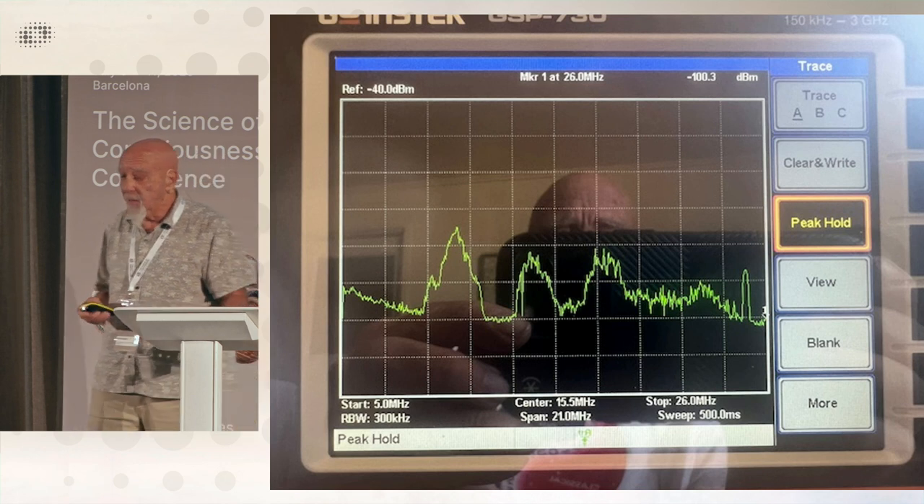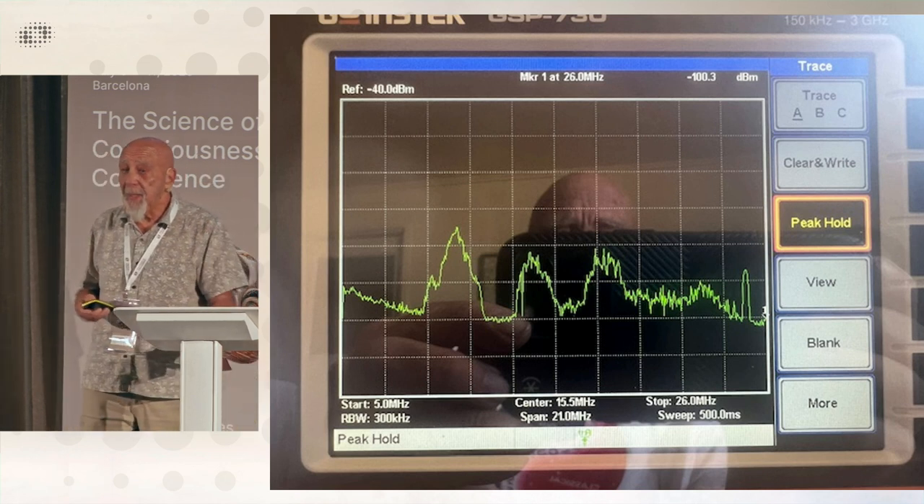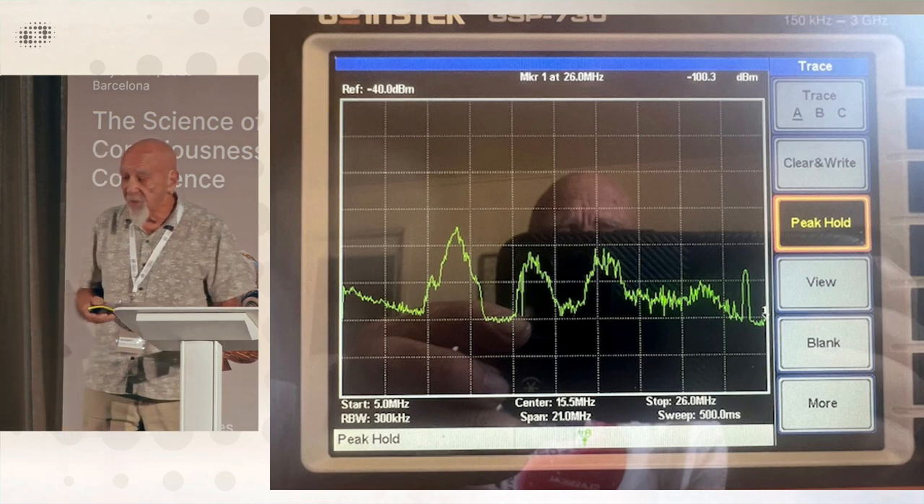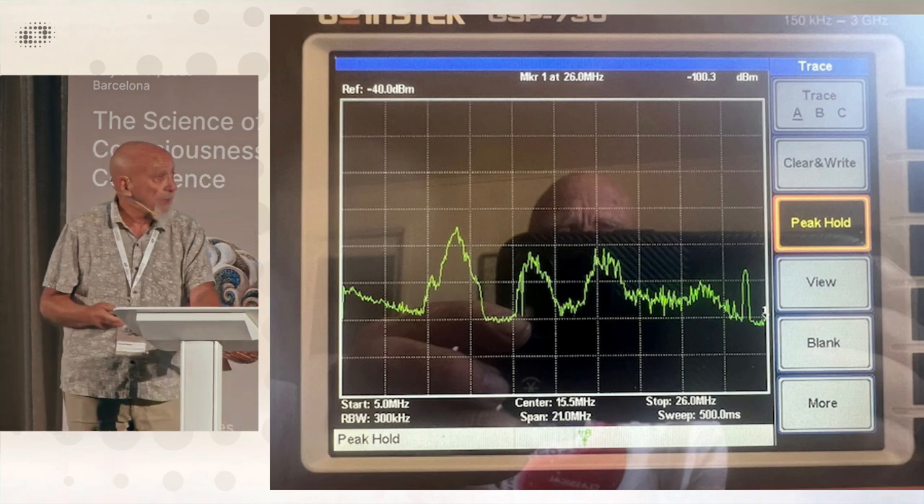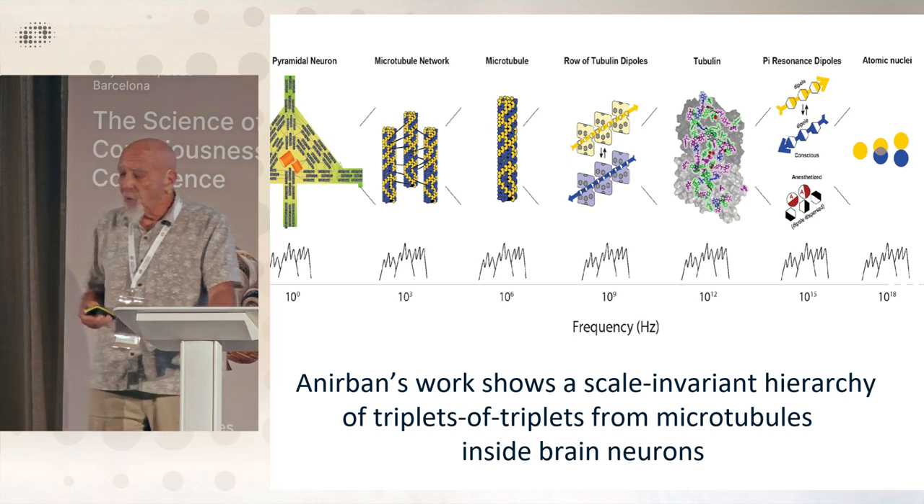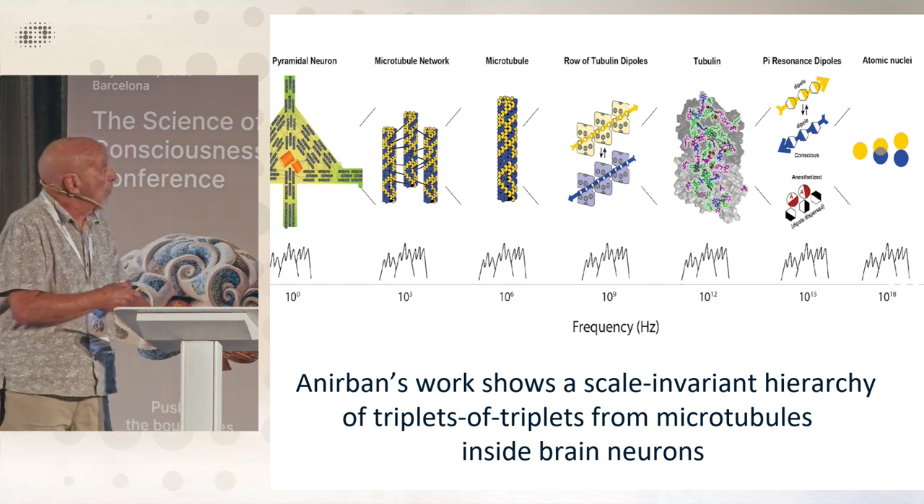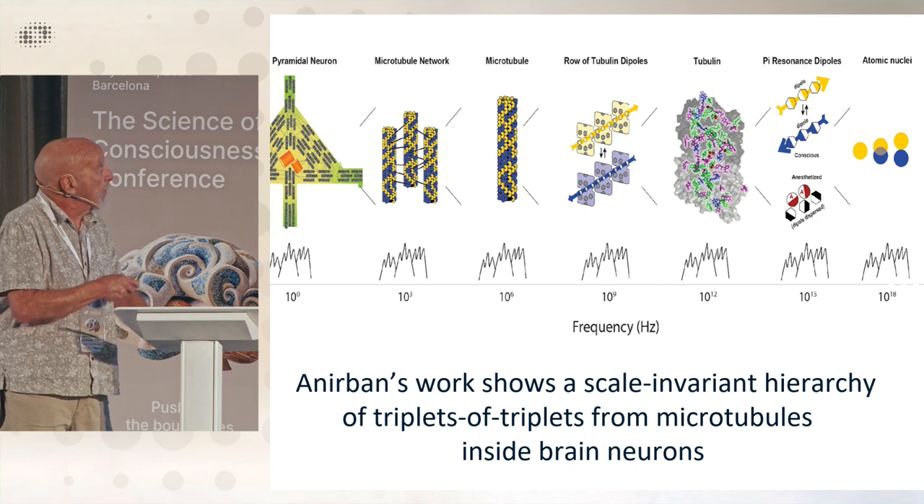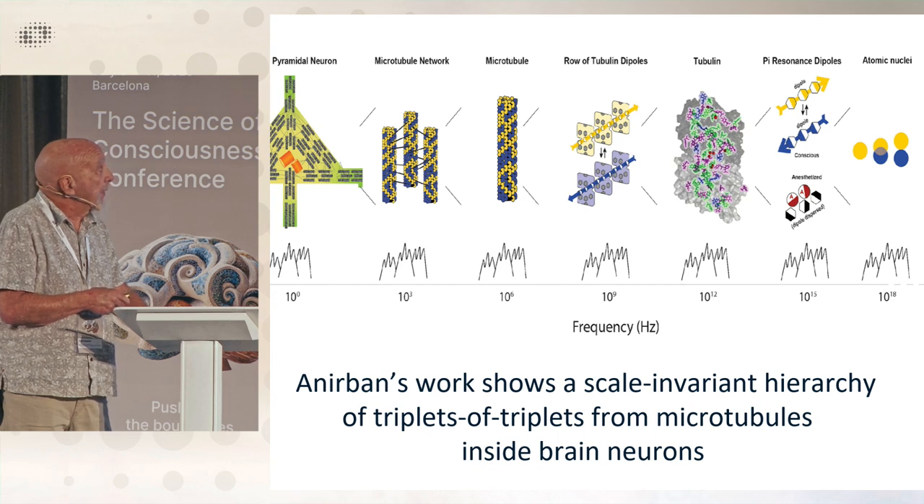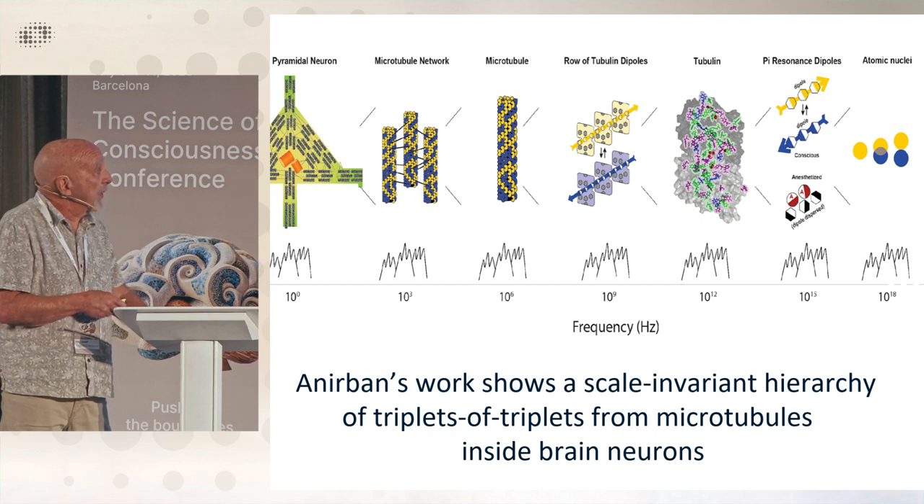And I'm not interested in putting microwave into the brain, and that may be the problem in Havana syndrome, for example. Too much resonance of the microtubules causing them to shatter. So this leads to a hierarchy, a scale-invariant hierarchy that Anirban developed and I helped him with. And basically it starts with a level of neuron in hertz, and there's the triplets. And you go to microtubule networks in megahertz, kilohertz, and then microtubules in megahertz, and then the rows of the dipoles in gigahertz, then the individual tubulin in terahertz, and even faster in high terahertz and petahertz.